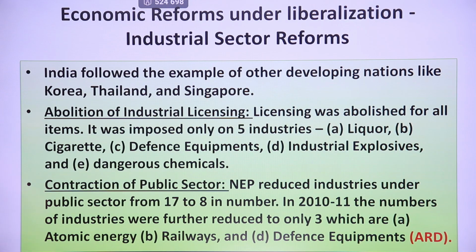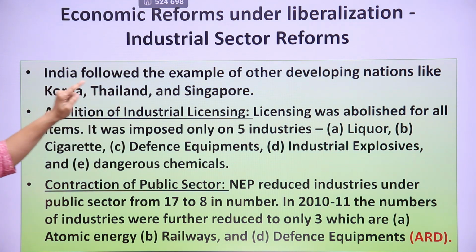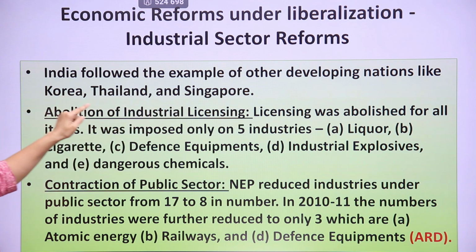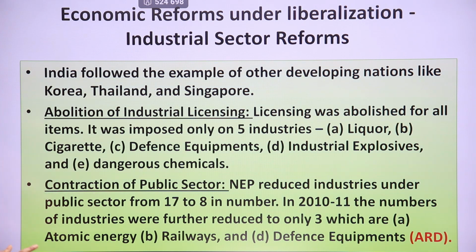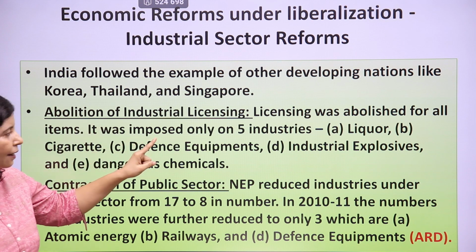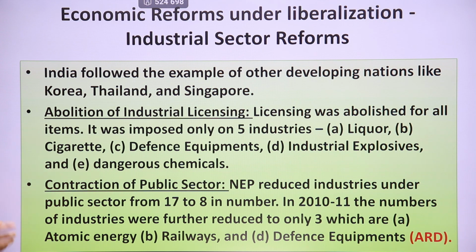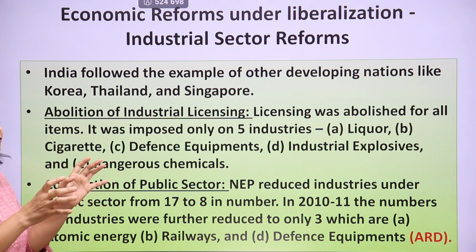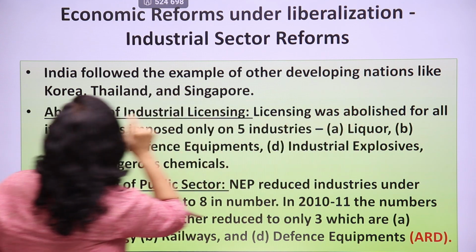Then, economic reforms under liberalization, or industrial sector reforms. India followed the example of other developing nations like Korea, Thailand and Singapore. These were also developing nations which were facing the same type of problem, and India also wanted to develop like them, and that's why they adopted the policy of economic reforms, abolition of industrial licensing. All industrial licensing was abolished because licenses were the impediments or hurdles in the growth of our economic system, so they were abolished. Licensing was abolished for all items.